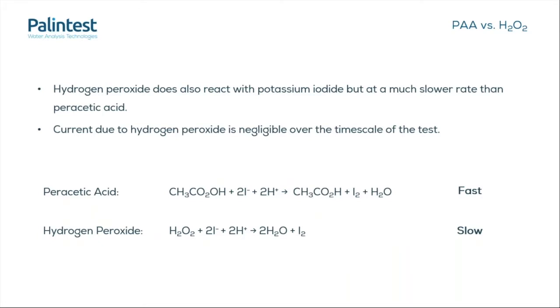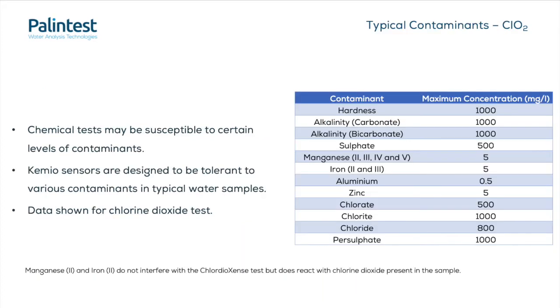Now, peracetic acid is a very useful molecule, but unfortunately, it's never present by itself. It's always in equilibrium with another molecule called hydrogen peroxide, which itself is a disinfectant, but not as effective. Hydrogen peroxide does actually react with iodide, but it reacts at a much slower rate. And because the test is complete within 1 minute, the time scale of the test means that any interference from hydrogen peroxide is negligible, and it really isn't a problem with this particular way of measuring it. So all chemical tests may be susceptible to certain levels of contaminants.